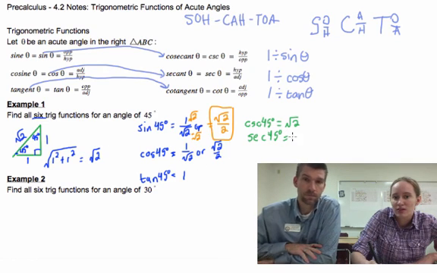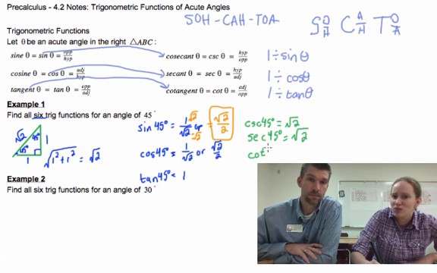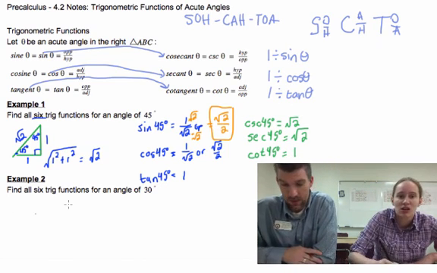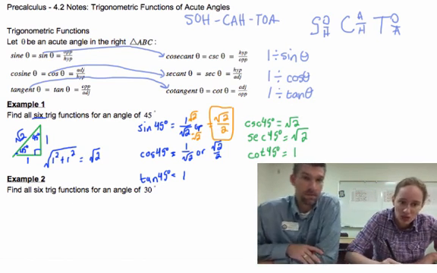Secant of 45 degrees is also square root of 2 because you flip this right here. Cotangent, what do we get if we flip 1? The reciprocal of 1 is 1. Okay, all right, good. That's the 6 trig functions. Now let's do 30 degrees.